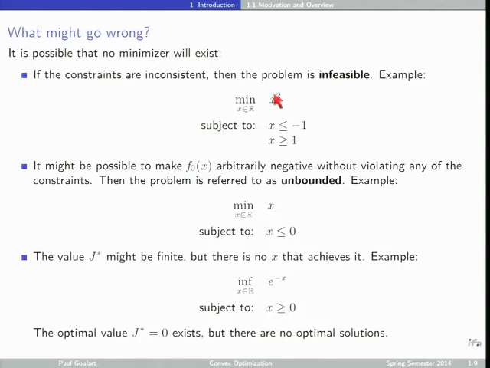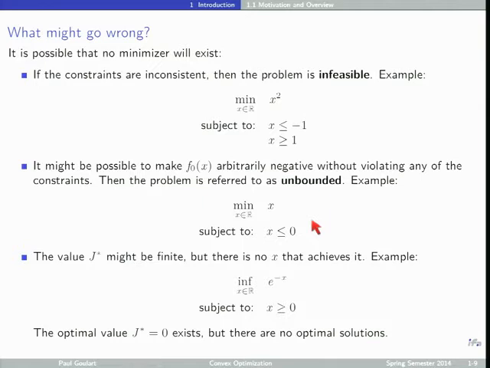It only matters that this set is empty. So whatever function I put here, the value of this problem is infinite, because I can't solve it. So this problem is in a sense too hard. I can't find any x that does it. The other extreme is a problem which is somehow too easy. I have a function which can be made arbitrarily negative within its constraints.